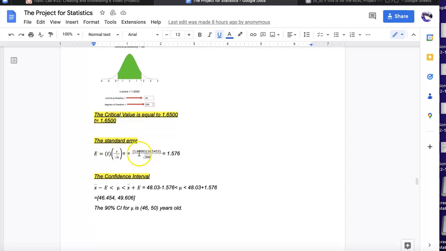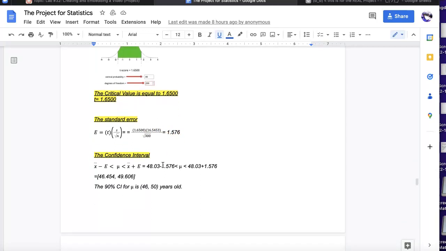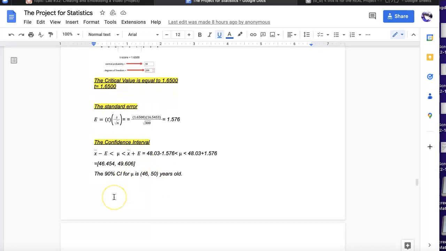So we just went and plugged in our parameters, and after our calculation we got 1.576. So then we go on to find the confidence interval. So the formula is going to be the mean minus standard error, and then the mean plus the standard error. So mean 48.03 minus 1.576, and then 48.03 plus 1.576.